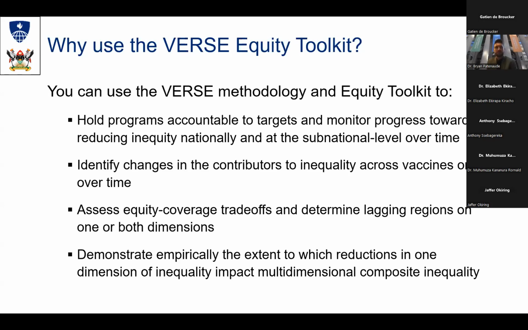And you can use those numbers to hold programs accountable and compare it to progress made in other things as well, to say whether or not this program is improving or not improving at a faster or slower rate than other things that we care about. And that can be used to prioritize funding for equity into different areas, both within and outside the health sector. So we can also use this to identify changes and the contribution to inequity or inequality across vaccines or over time. So we can see differences in coverage, we can see differences in the distribution of that coverage over time in a standardized way, and that's what the standard metrics help us do.